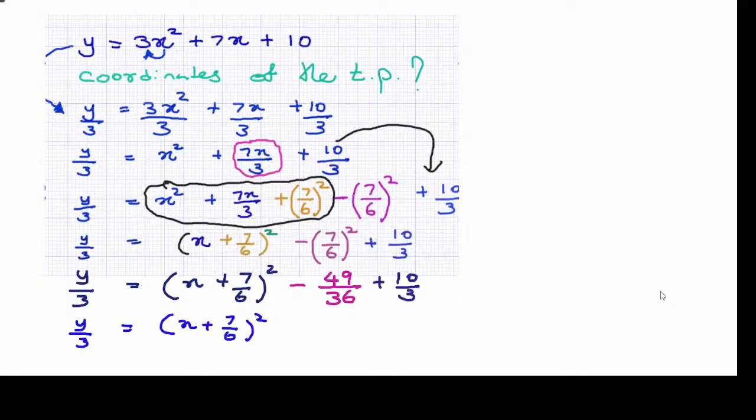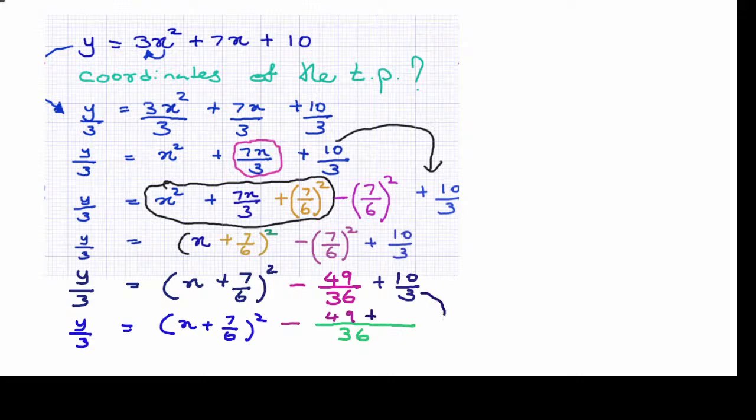Let's simplify. That's going to be minus 36 and 3. What is the LCM? What's the least common multiple? That is 36. So minus 49 plus.